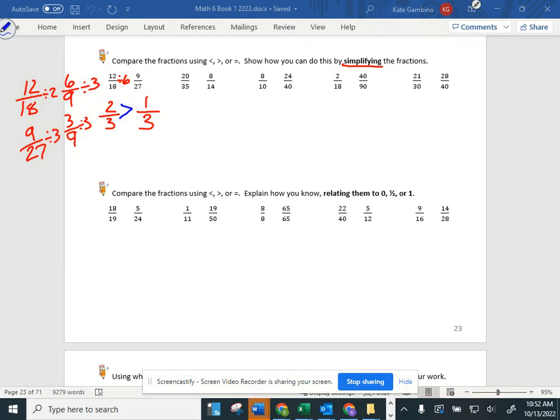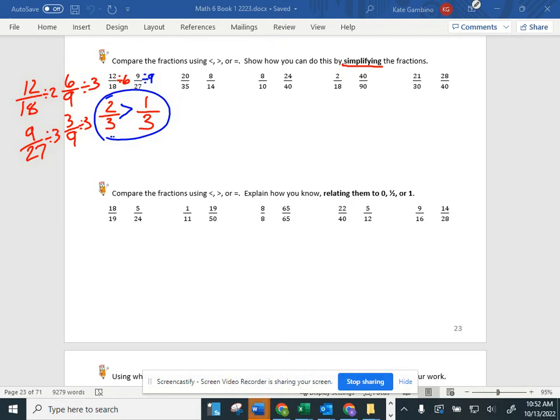So I want to see what you're dividing your fraction by, how you're simplifying it, and then I want to see your simplified fractions. So you need to write in what you're dividing by to simplify it. And then you need to show me your answer, your simplified fractions and the symbol.